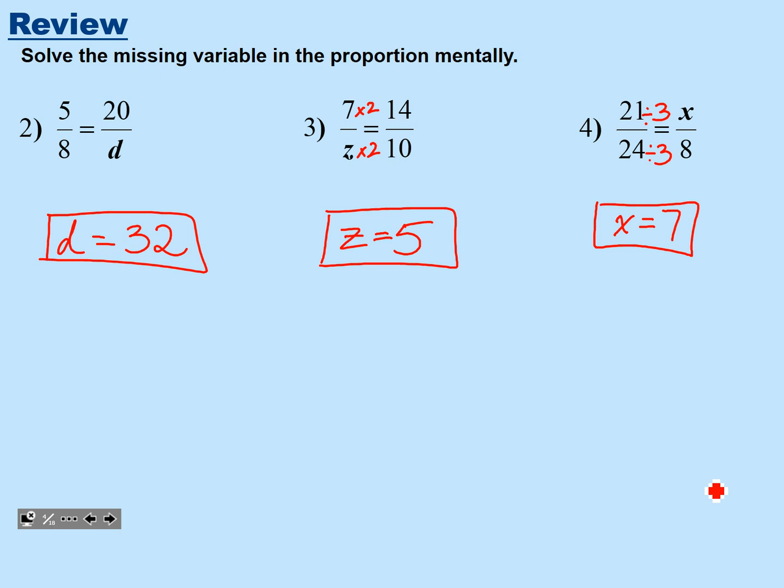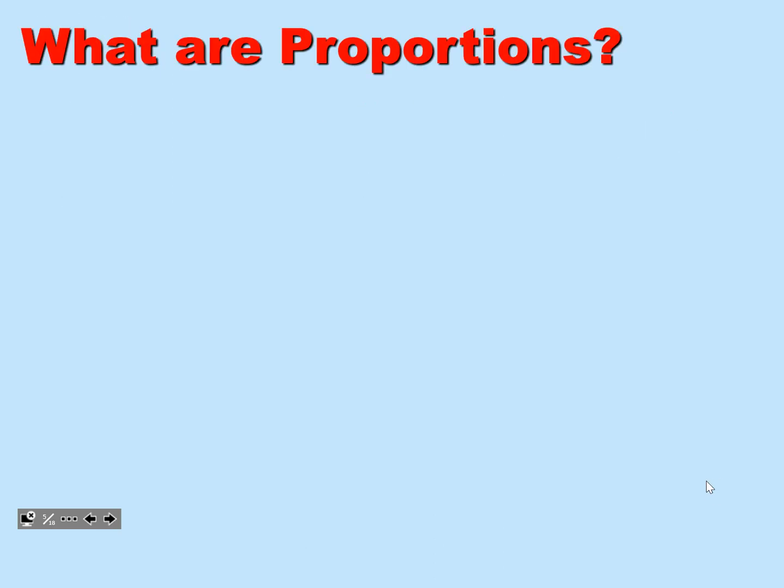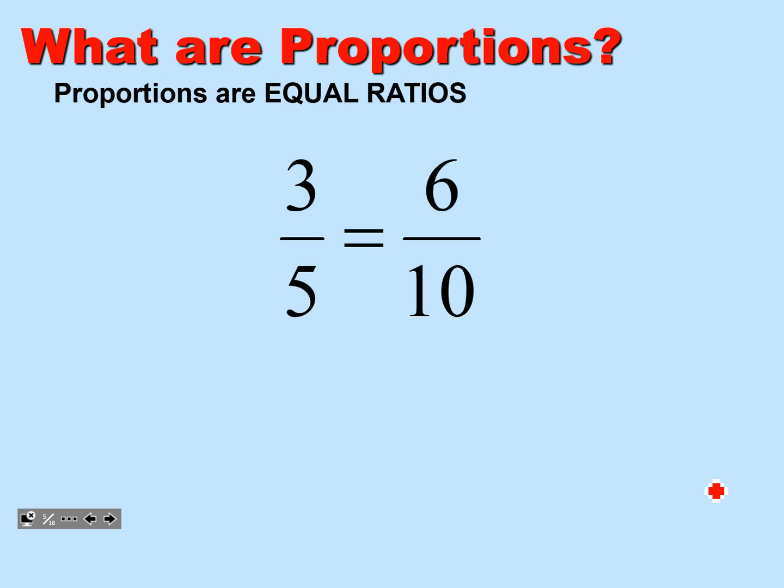So what we're going to be doing next is trying to solve problems that you can't so easily do mentally. Not so difficult. So let's go to the next slide. If you don't recall, proportions are equal ratios. So we know 3 to 5 equals 6 to 10 because we can multiply 3 to 5, the top and bottom, by 2 to get 6 to 10.